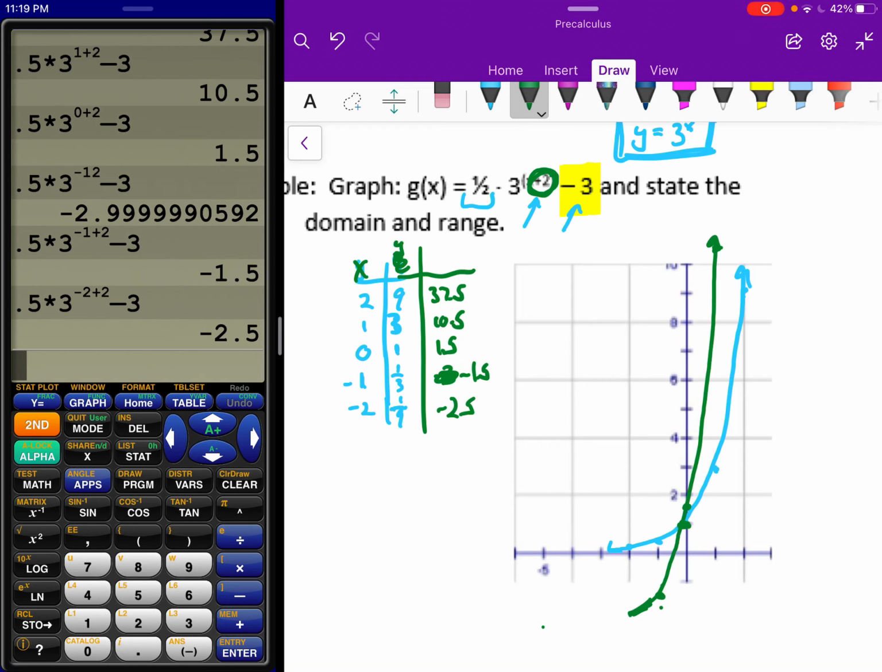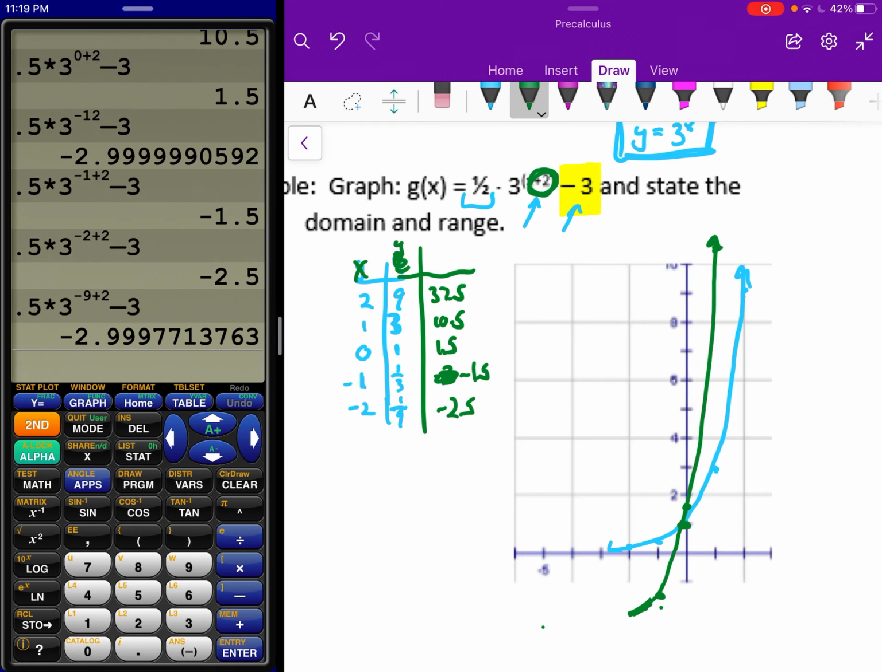What I'm going to do now is put in a pretty large negative number. I'll tell you why here in a minute. I'm going to put -9. And we're going to see this is getting closer and closer to -3, but it doesn't ever reach -3. So -1. So this is about -2. And then -3 would be here. And then we could put a dashed line here at -3 and then graph that. So there's the graph of 1/2 times 3 to the x plus 2, minus 3.